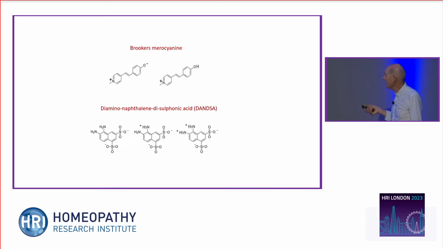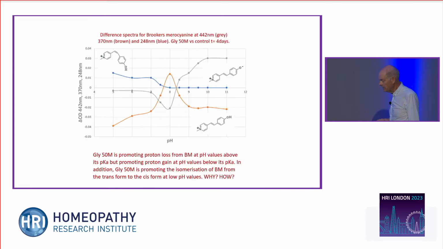Just 2 of the compounds that were looked at, Brucher's myricyanin and diaminonaphthalene disulfonic acid, produce some interesting results. I can't go into detail because of the time constraints, but basically, in the presence of potency, as pH goes up, the potency further encourages the loss of a proton from that form of the dye, but at low pHs, it encourages the protonation of the dye. And furthermore, it seems to encourage the transformation of the trans form to the cis form.